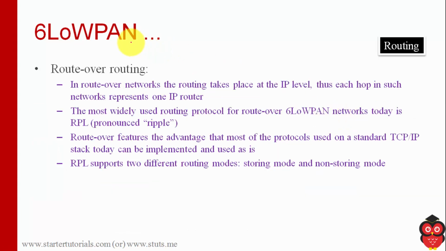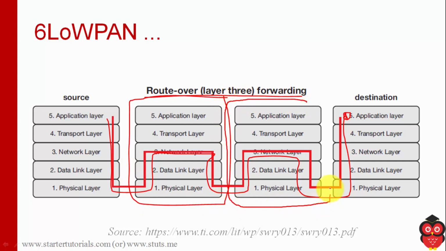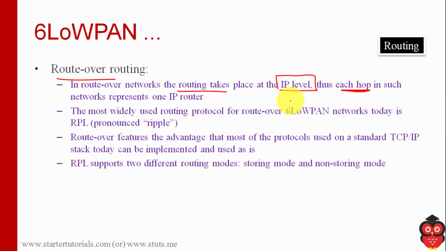Now some points about the second type of routing, which is route over routing. Here the routing takes place at the third layer, IP level. We are talking about these intermediate devices. Each hop or each device represents an IP router.